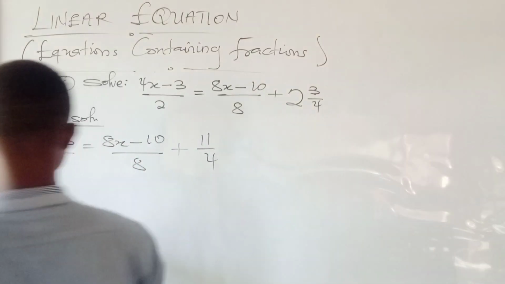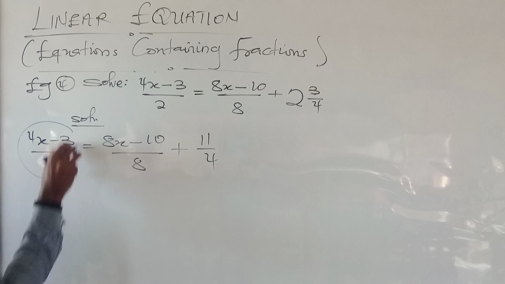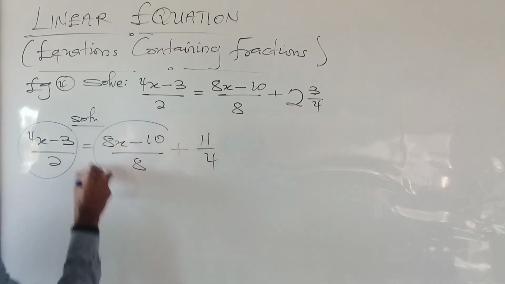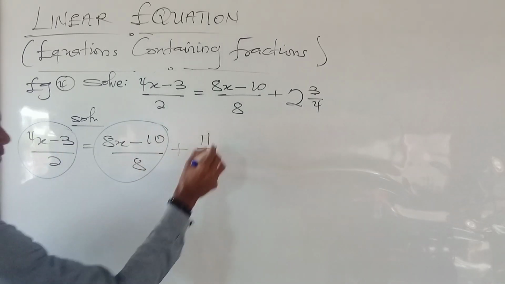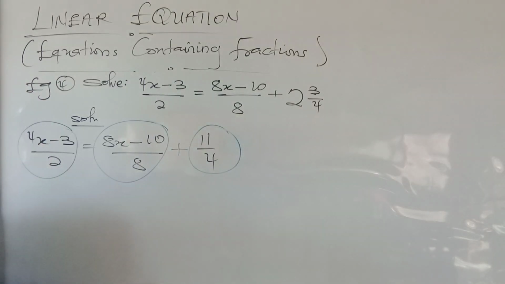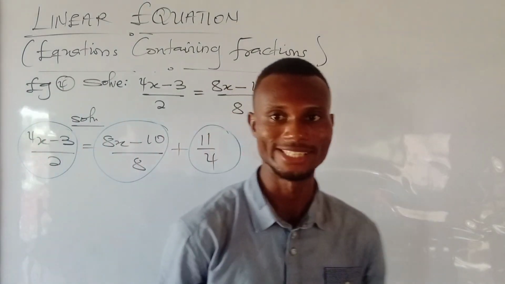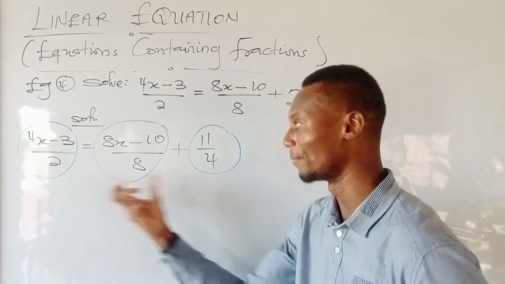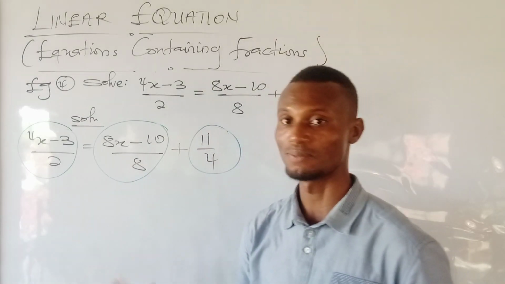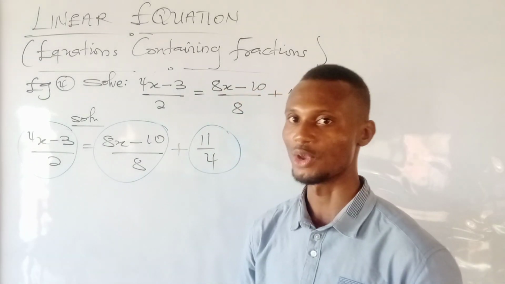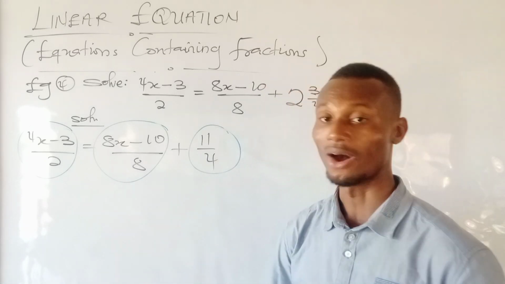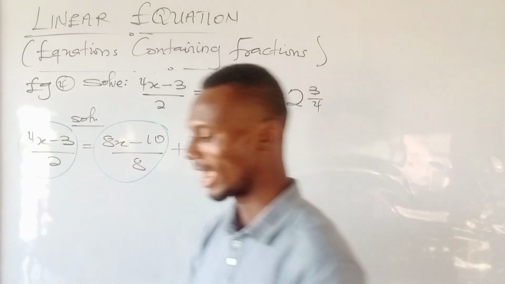So this is one term on its own. We'll multiply it by the LCM. This is another term on its own. We'll multiply it by the LCM. And this is also another term. We'll multiply that one too by the LCM. So each term in the equation will be multiplied by the LCM. That is what we mean when we say we are multiplying through by the LCM. So let's go ahead and do it.